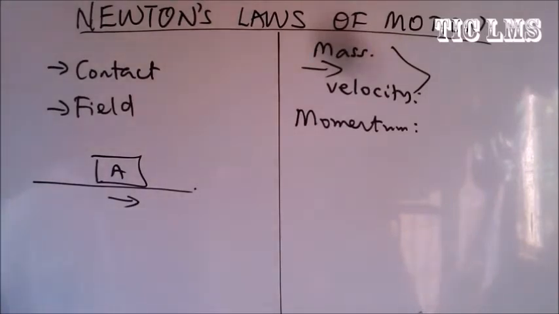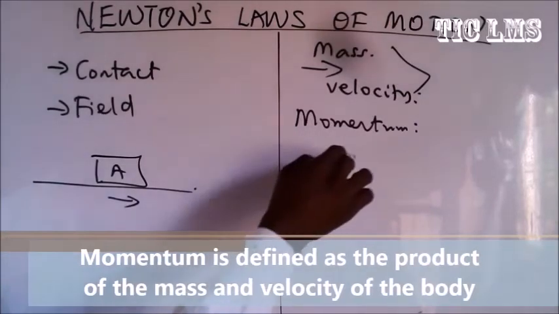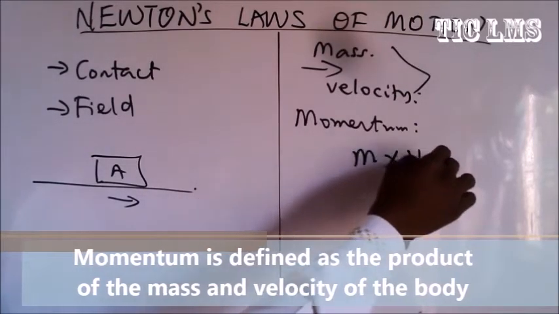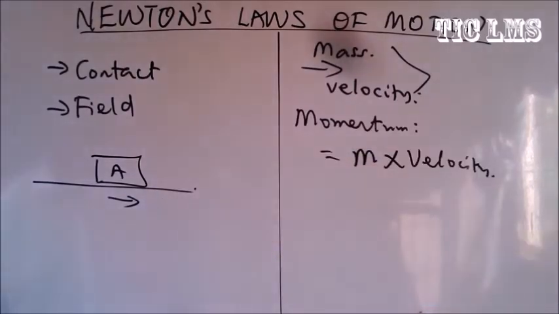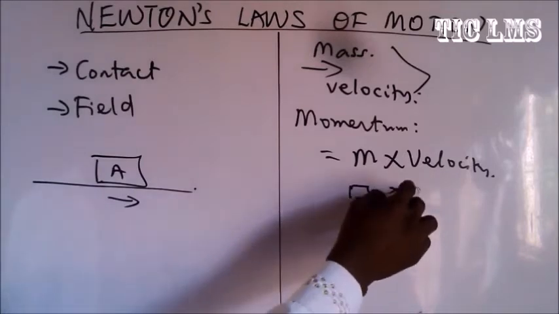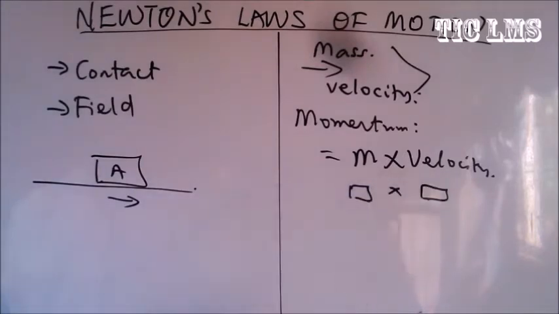Momentum of a body is the tendency of that body to continue moving in that straight line. Momentum is defined as the product of the mass times the velocity of the body. So we are saying that if you have a large mass and a fast velocity, it will have a very high momentum.